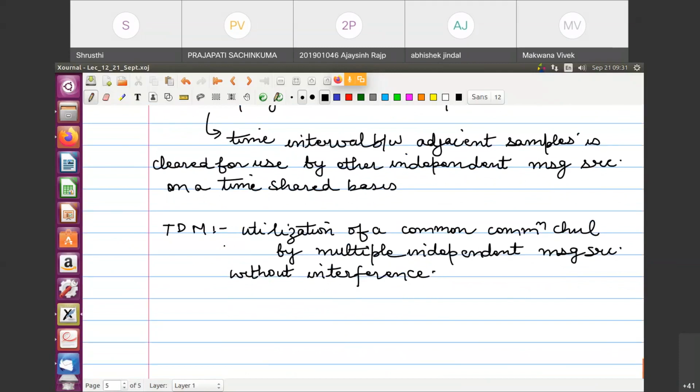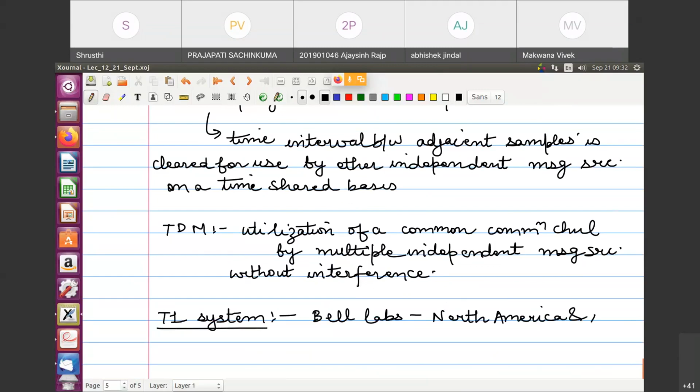Now for motivation, let us study one T1 system. Okay, I will introduce further concepts later. So let us first study the T1 system, which is important from the perspective of covering module 1 completely. The T1 system was developed by Bell Labs 55 years ago, majorly used in North America and several other countries as well. Basically, they developed the telephone initially.